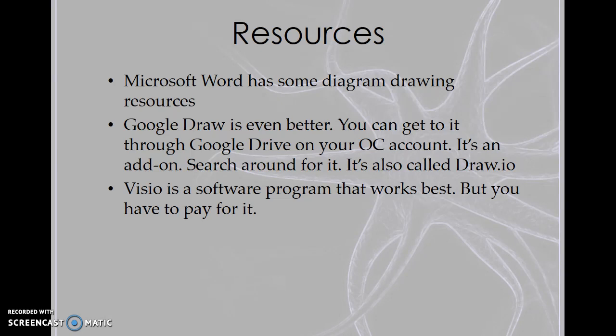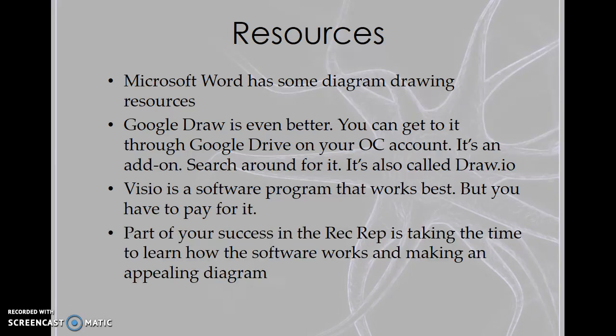So for our purposes, I recommend you use Google Draw, draw.io, and then you can export that into a JPEG, which is a type of picture file, and you can put that in your actual report. And I'm going to show you an example of mine in just a minute. So part of your success in the recommendation report is taking that time to make sure you understand the software.